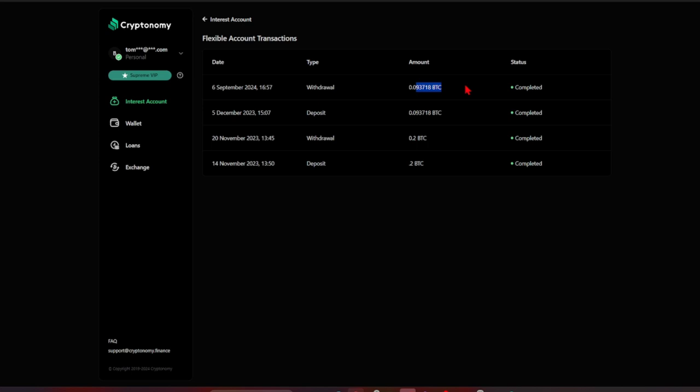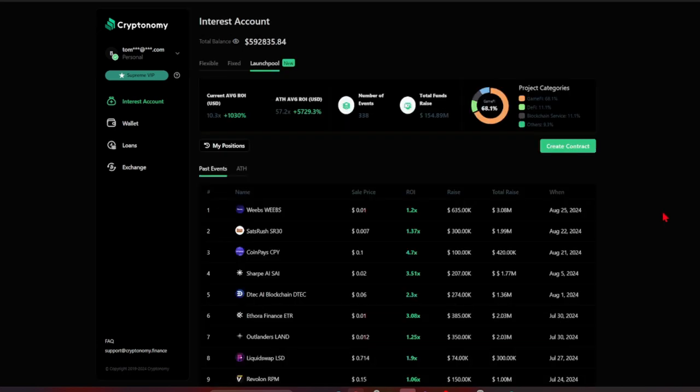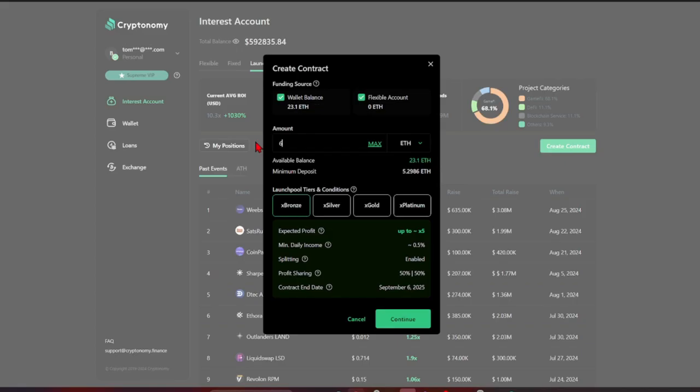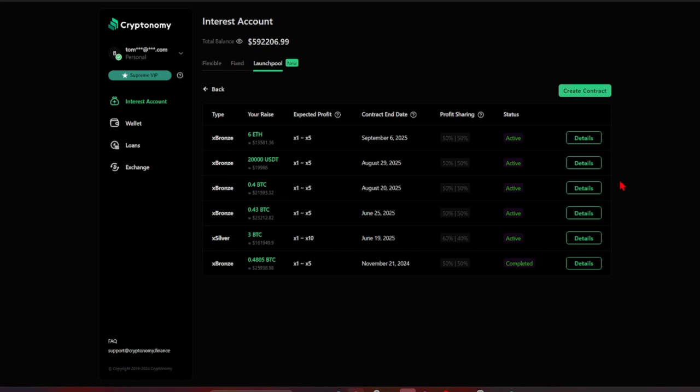And finally, and this is the big one, guys, I keep telling you this, it's the launch pool. Get into the launch pool, create a contract. I'm going to make a new contract with 6 Ethereum right now. It's a bronze contract. Profit sharing is 50-50. We're going to do that right now. Done.